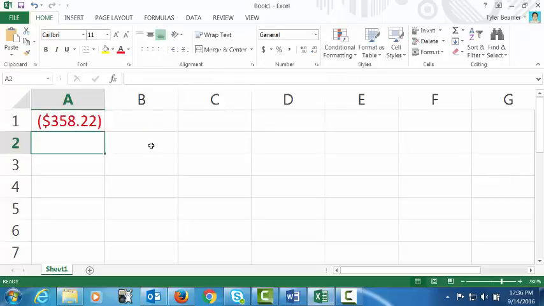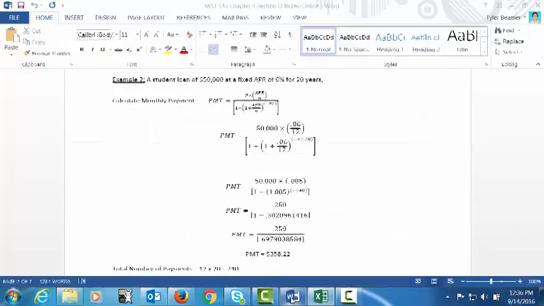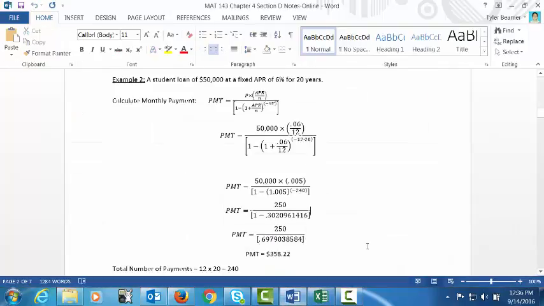Okay, in parentheses, enter. Notice we get the exact same number, $358.22. Okay, so if we go back to the notes, we see that answer matches. Okay, so if we pay $358.22 each month for 20 years, we'd have the loan paid off.